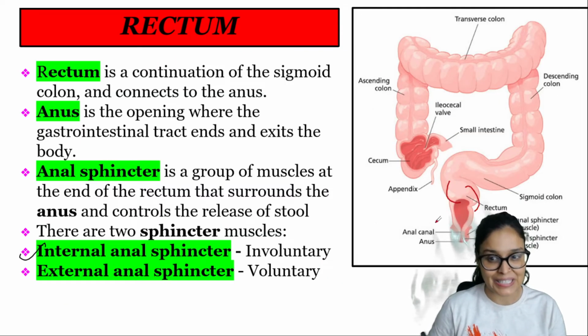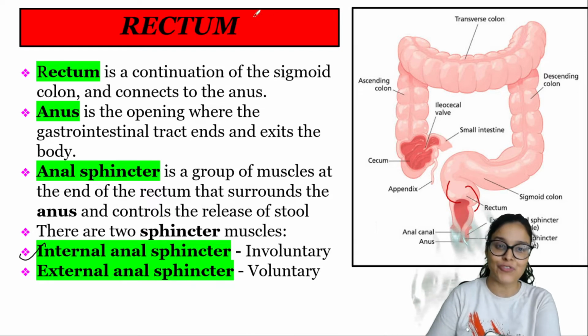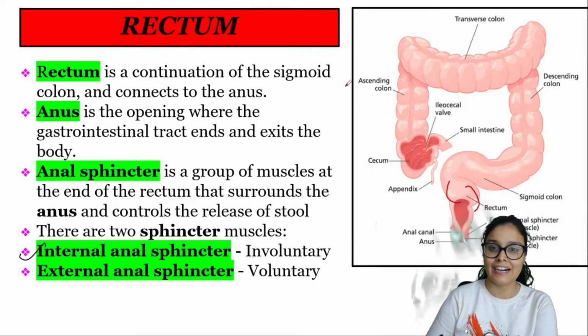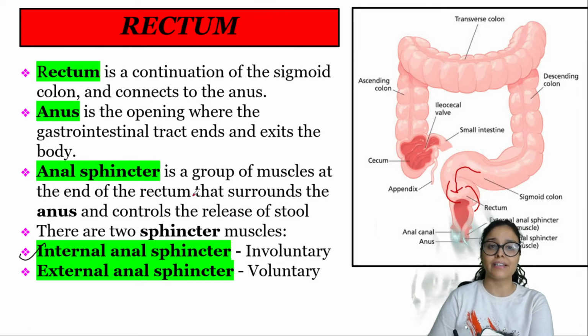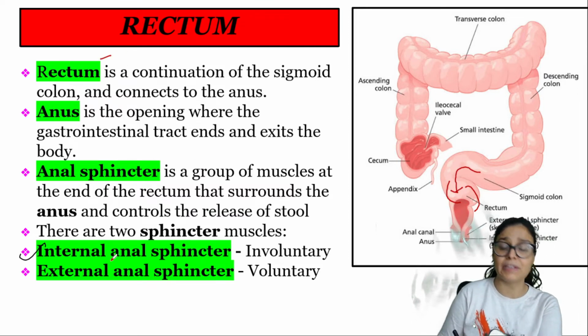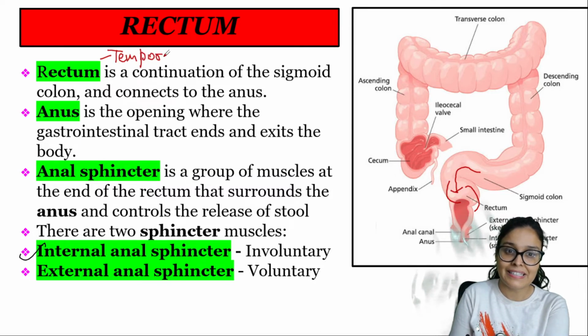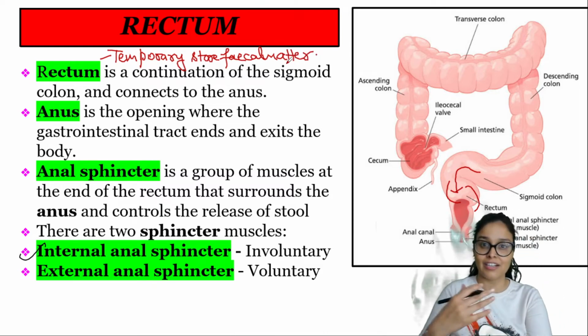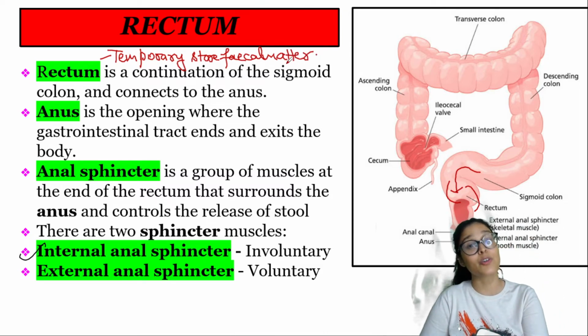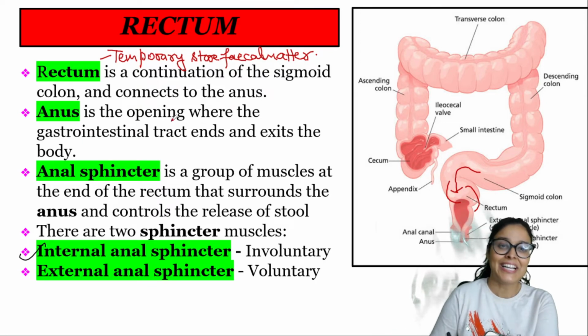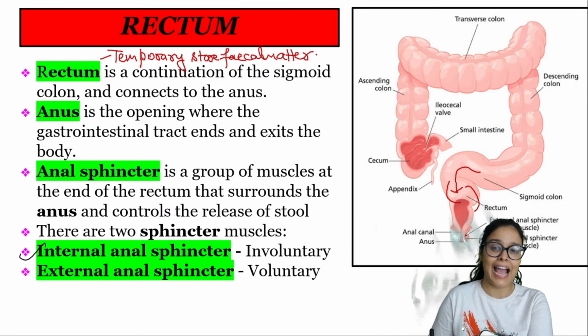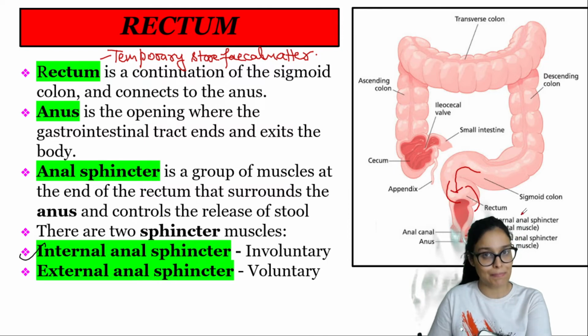Next part is the rectum. The sigmoid colon opens into the rectum, and it helps in temporary storage of fecal matter. That is the purpose of it. And obviously when it is filled, we will have the urge of defecation. We will just go to the washroom and flush it out, right? So the rectum opens where? Into the anus. And the anus has 2 sphincters.